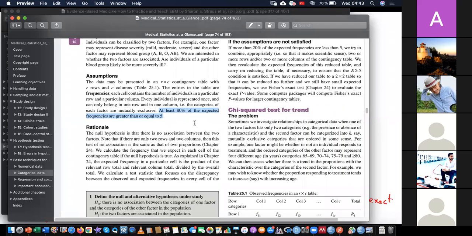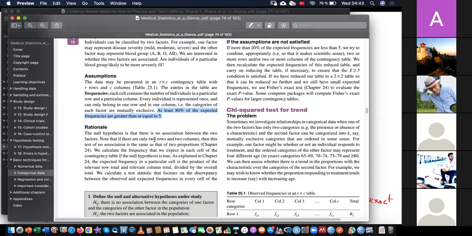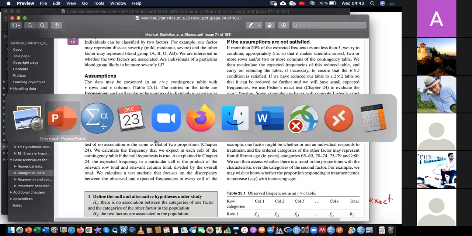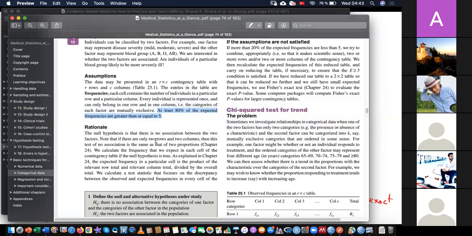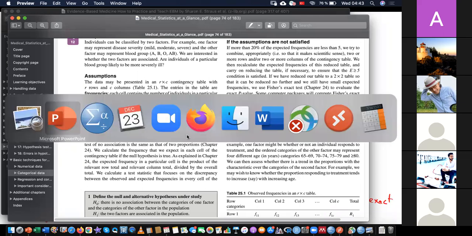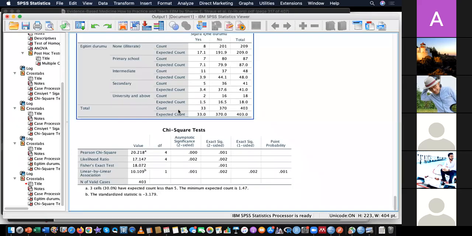Sorry, sir. Can I ask a question? Yes, please. Sir, you said we should change it if it is more than 20%. Yeah, one solution is you can merge. By change, I understand you merge the groups. You combine the secondary and university, 5 plus 2 makes 7.